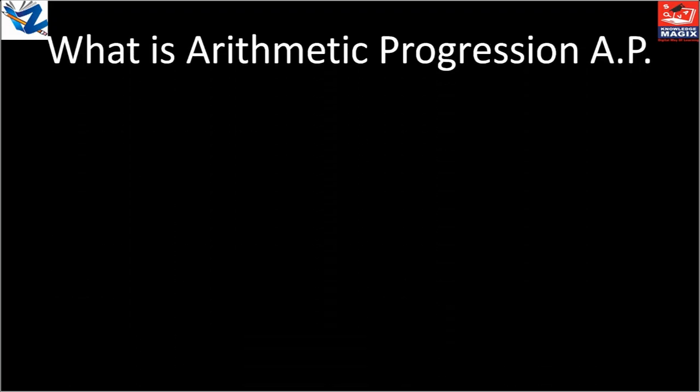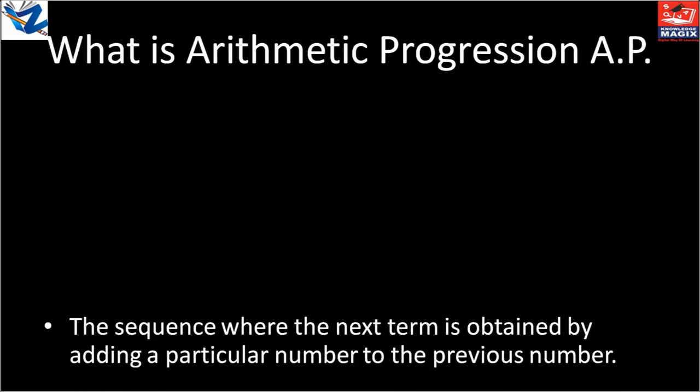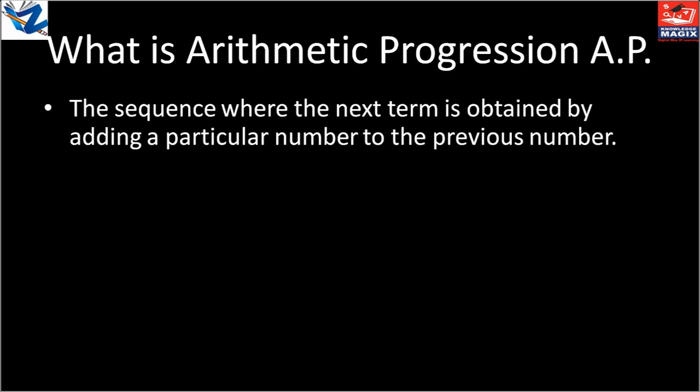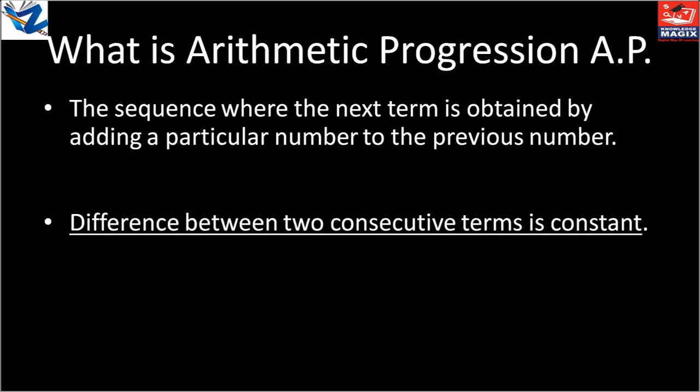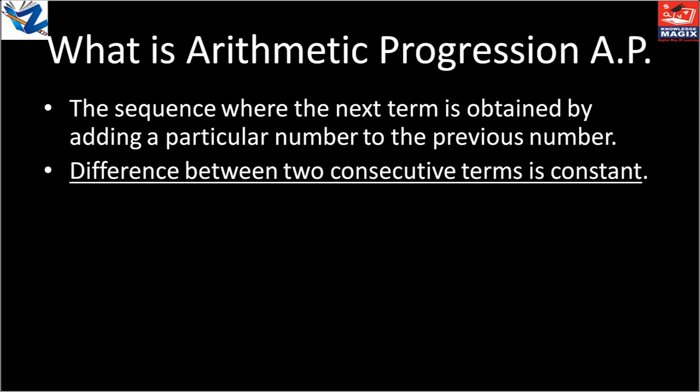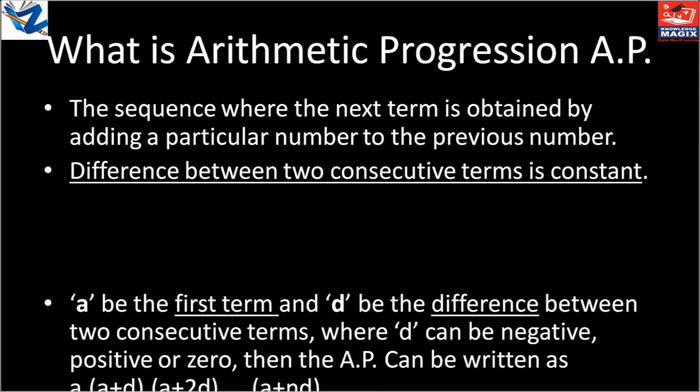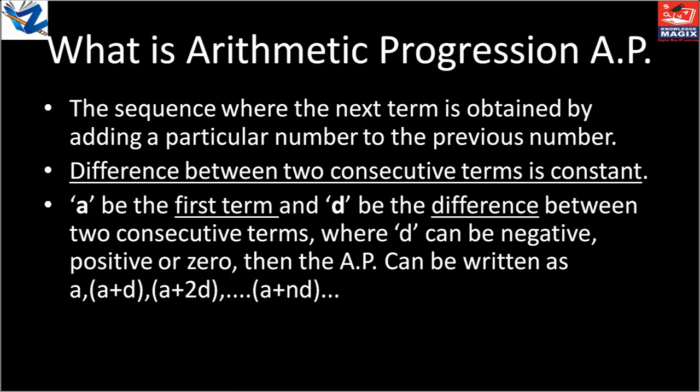Arithmetic progression. What is arithmetic progression, AP? The sequence where the next term is obtained by adding a particular number to the previous number. Difference between two consecutive terms is constant. Let a be the first term and d be the difference between two consecutive terms, where d can be negative, positive or 0. Then the AP can be written as a, a plus d, a plus 2d, a plus nd.